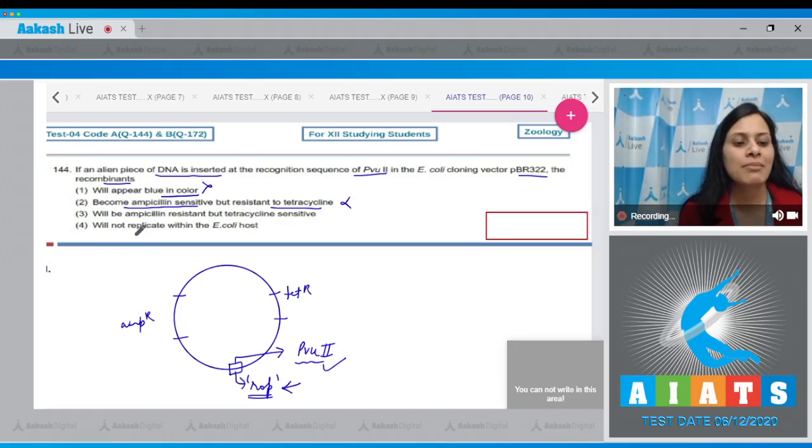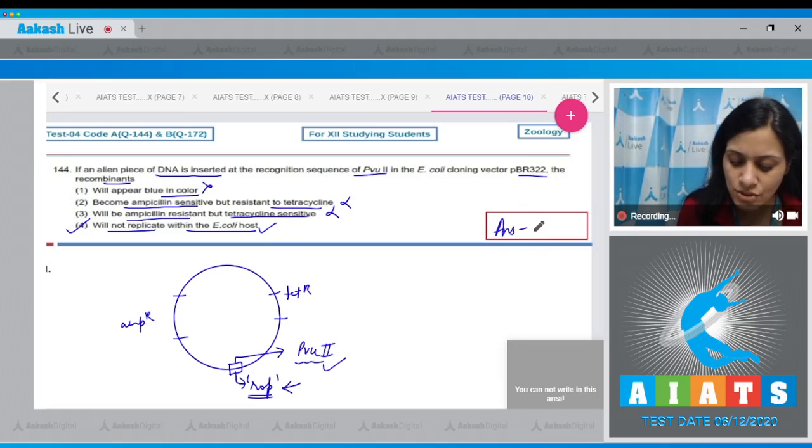The next option is will be ampicillin resistant but tetracycline sensitive. This is also incorrect because both ampicillin and tetracycline resistance genes remain intact. And the last option is will not replicate within the E. coli host. This is a correct answer to our question because rop codes for the proteins involved in the replication of the plasmid. So when alien DNA is inserted into the recognition sequence of PvuII, this causes insertional inactivation of rop, and therefore there will be unavailability of proteins for replication of plasmid. So the correct answer to this question is option number 4. Let's move on to the next question.